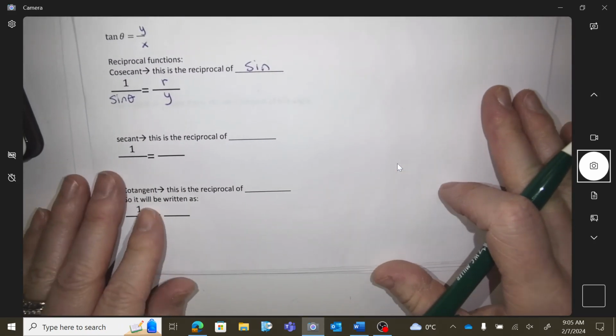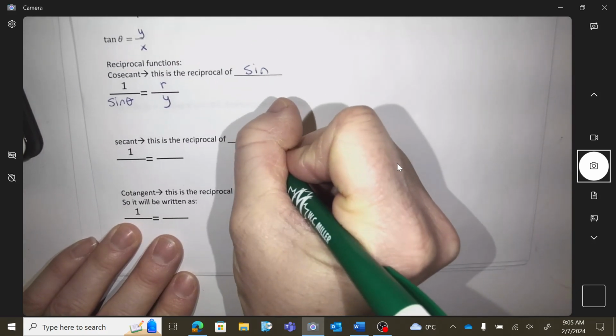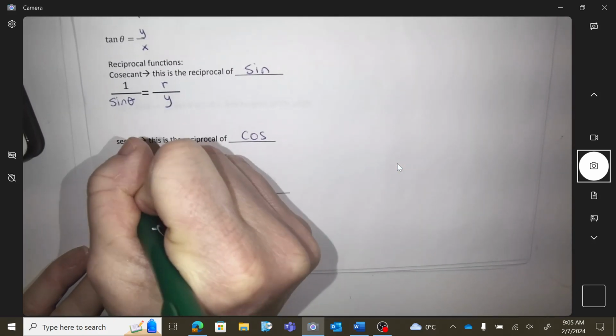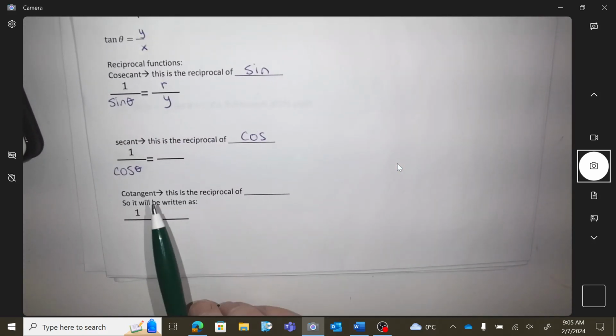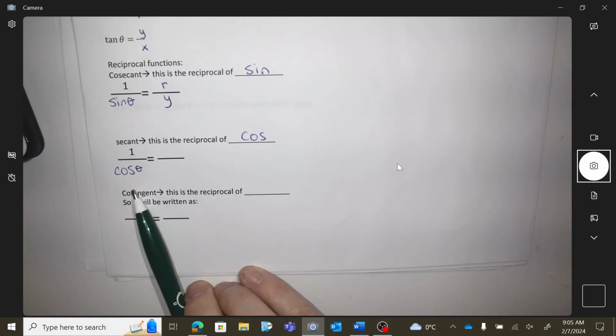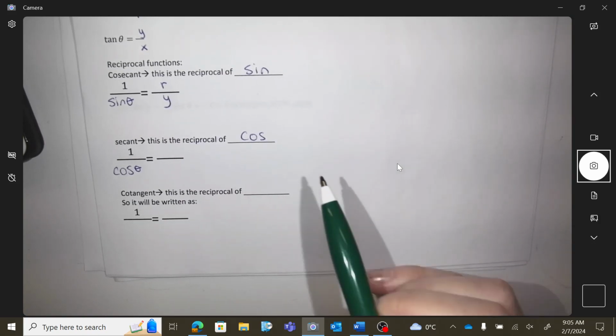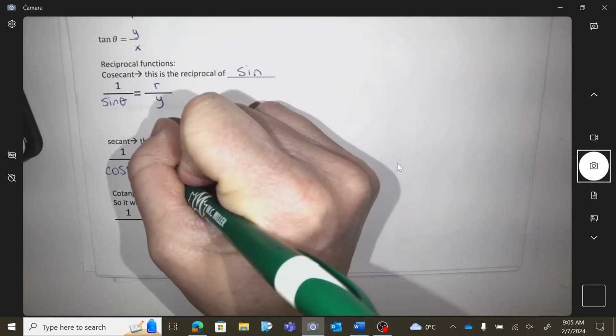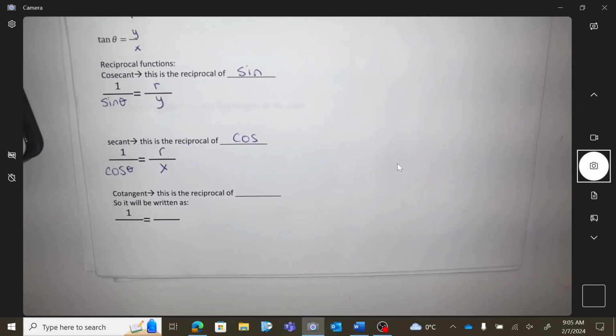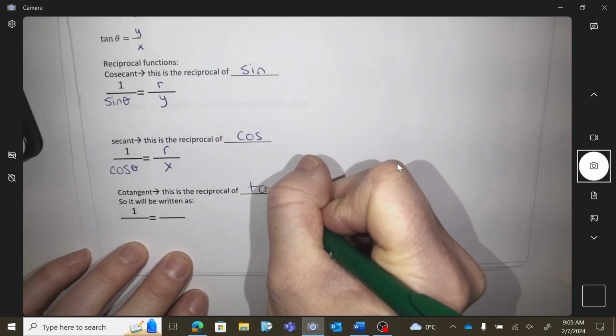Because I'm just flipping the sine letters around. Okay, so secant is the reciprocal of the cos function. So I'm 1 over cos. So if I write my letters, it would go r over x, flipping the cos one around. And then to me, this is the only one that makes sense. Cotangent is the reciprocal of the tan function.